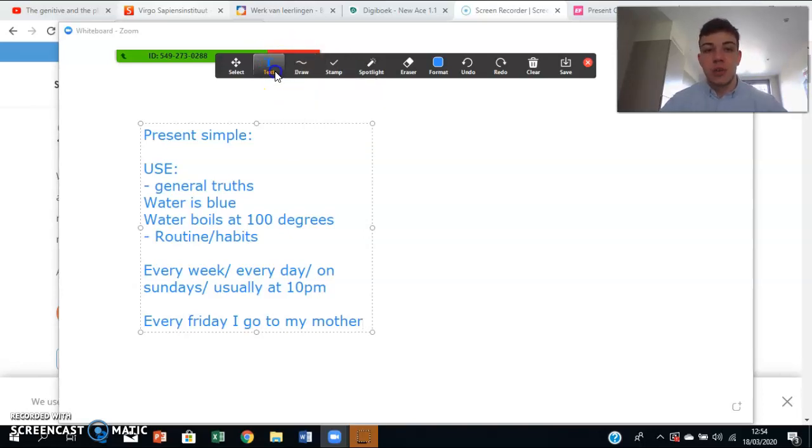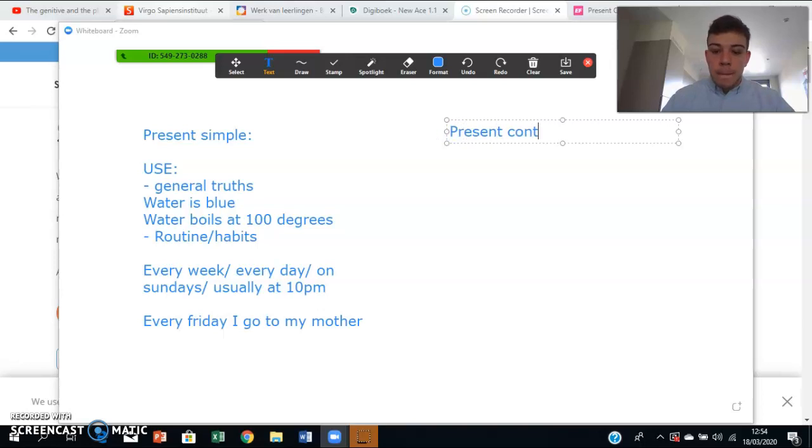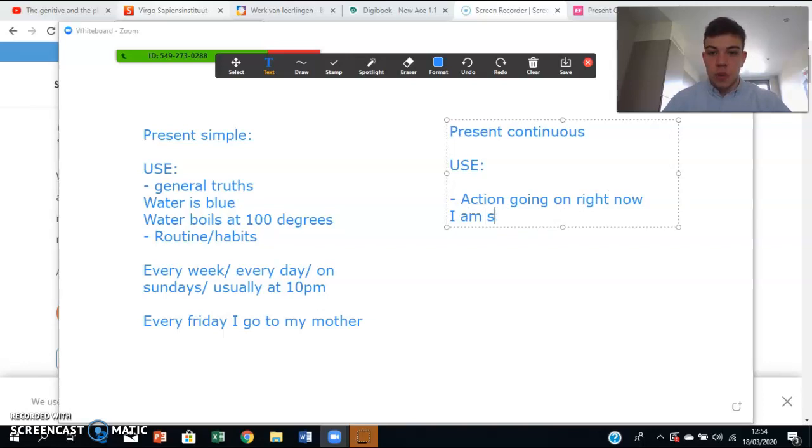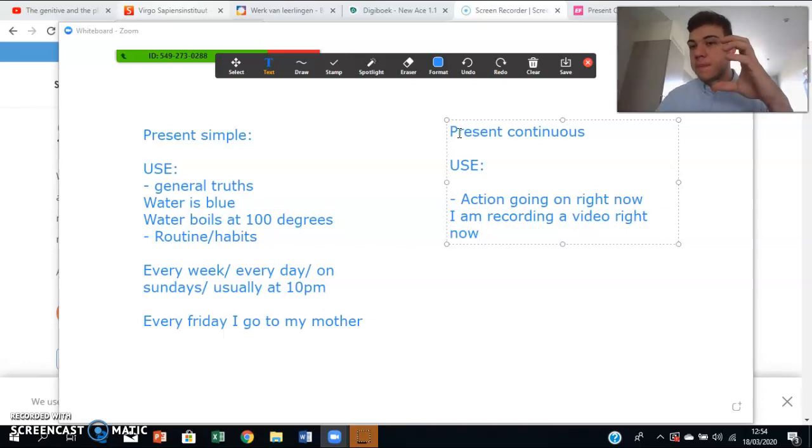That's the use. Now we're going to have a look at the use of the present continuous. When do we use that? Two main things: to talk about actions going on right now. For example, I am recording a video right now. I'm doing it right now, right? At this exact point, I'm recording a video.